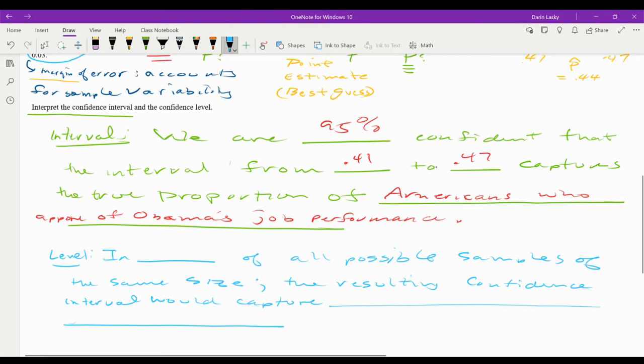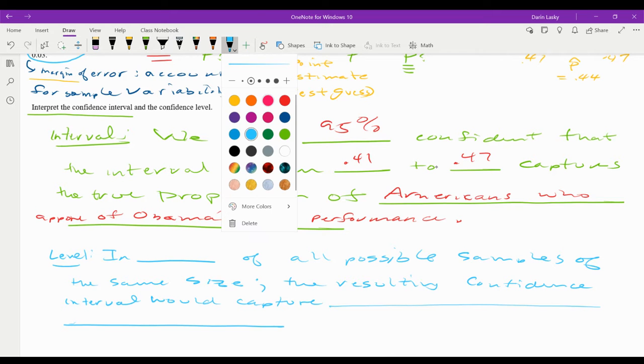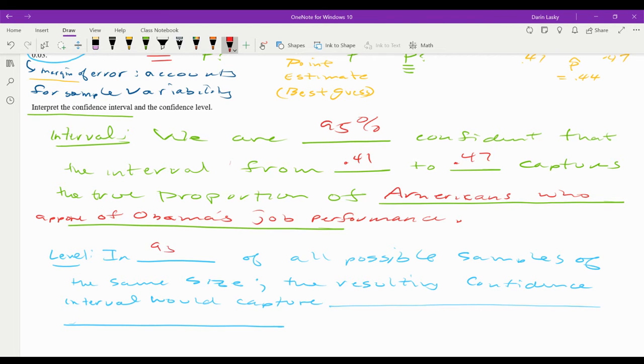This would be, let me change it to red. So this would say 95%, and this would say the true proportion of Americans who approve of Obama's job performance. Okay. So that's the idea.